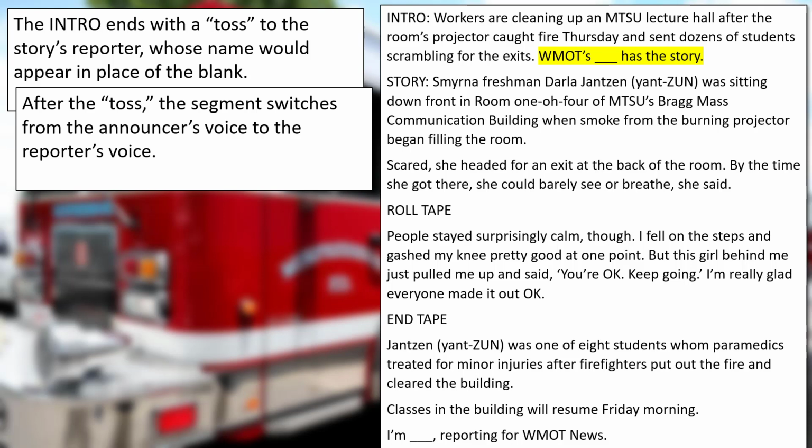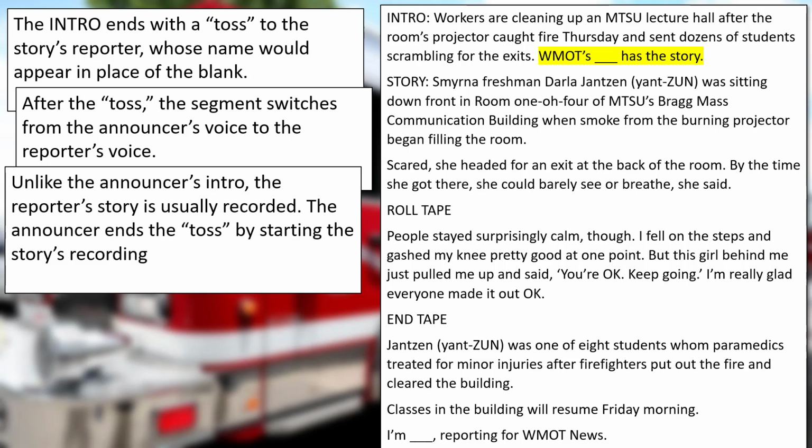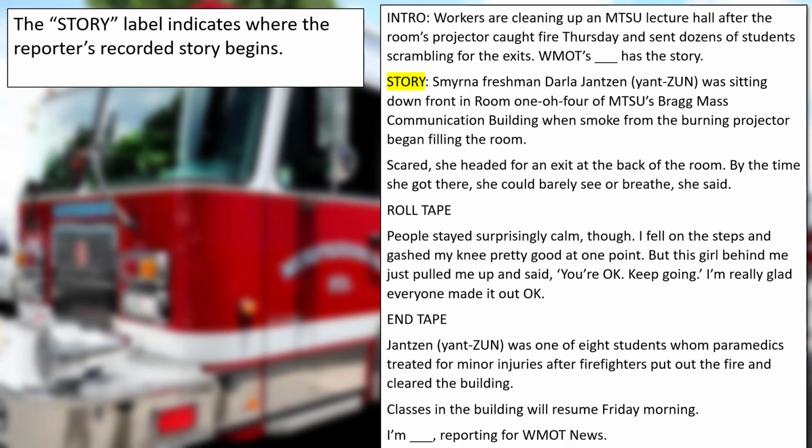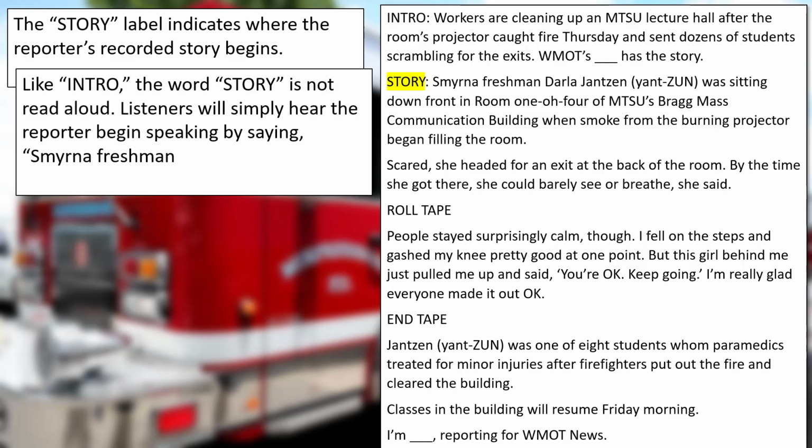After this toss, the segment switches from the announcer's voice to the reporter's voice. And unlike the announcer's intro, the reporter's story is usually recorded, and the announcer ends this toss by starting the story's recording. So the story label indicates where the reporter's recorded story begins. And of course, like the intro label, the story label is not read out loud to listeners. Listeners will simply hear the reporter begin speaking by saying Smyrna, freshman, Darla, and so on.